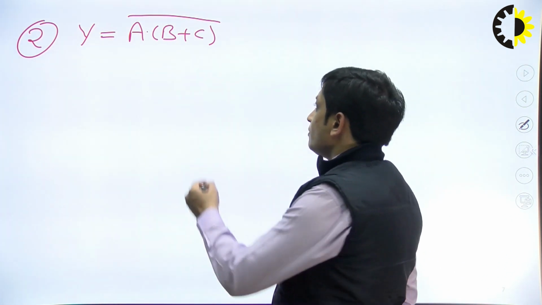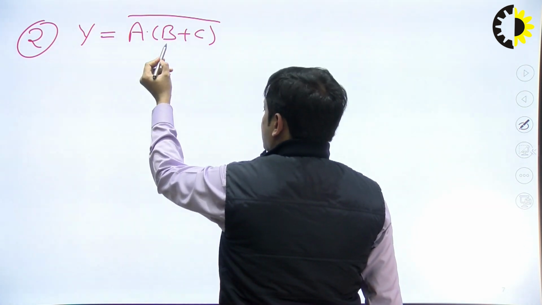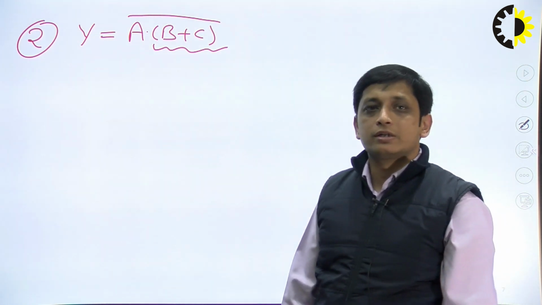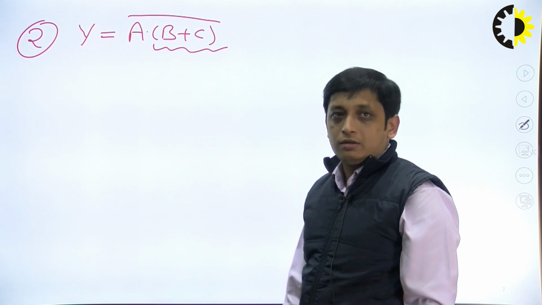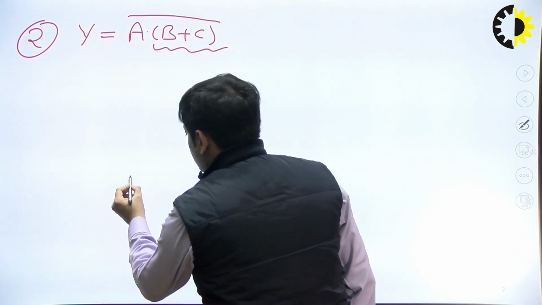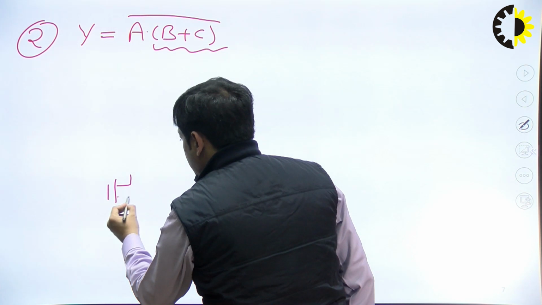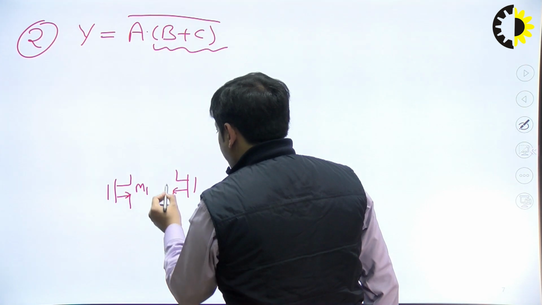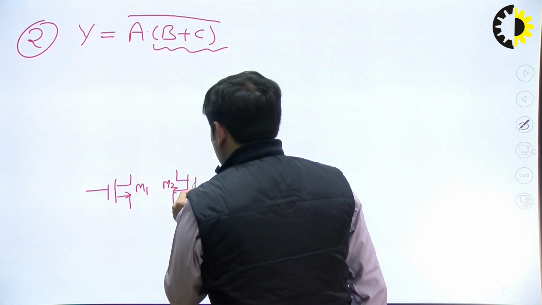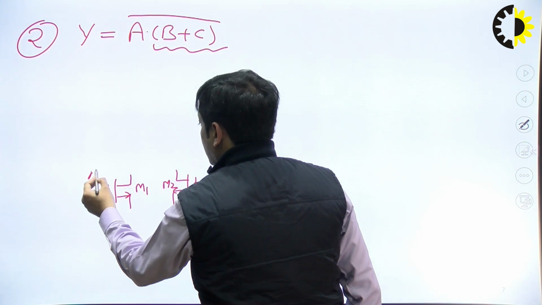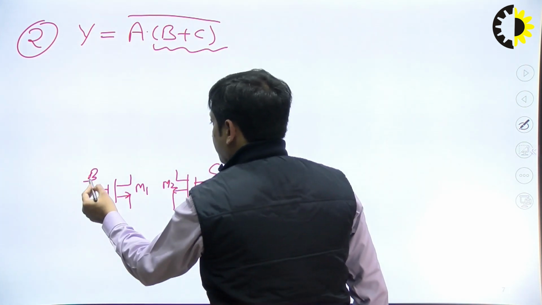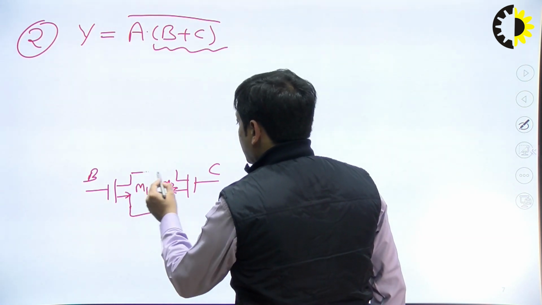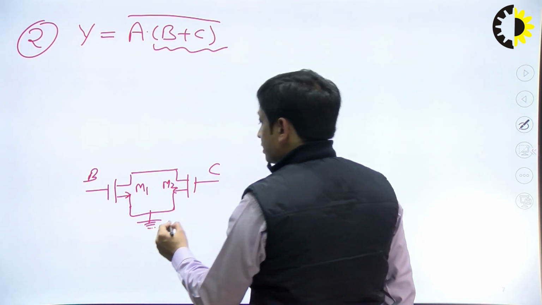Now go step by step. B plus C, OR operation. So 2 NMOS transistors, it will be in parallel. So 2 NMOS transistors, let's say transistors M1 and M2, and the inputs of these two transistors M1 and M2 are B and C, right? These M1 and M2 transistors will be in parallel, and the source will be connected to ground.